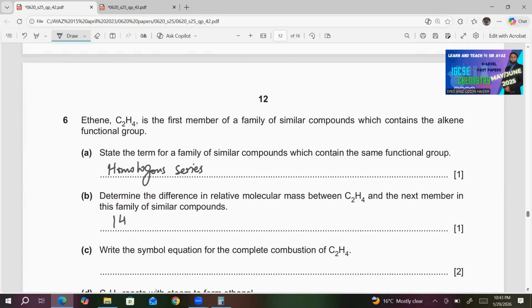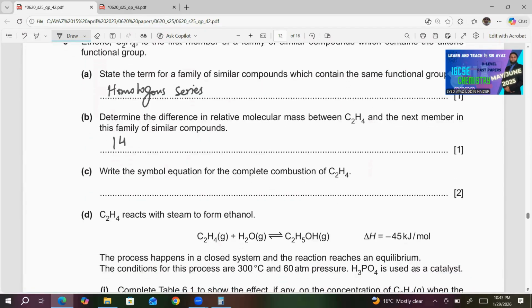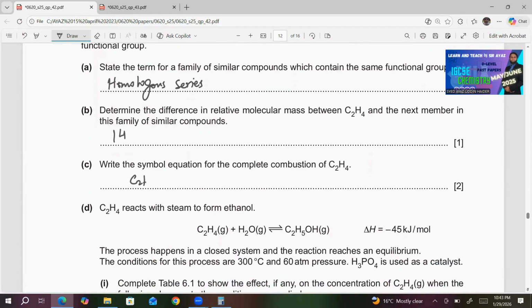C. Write the symbol equation for the complete combustion of C2H4. So you know that in complete combustion, there will be a reaction between the alkene, that is ethene, and oxygen. The products will be carbon dioxide and steam or water. Balance this equation. So we'll put 2 before CO2. Carbon is balanced. What about hydrogen? 2 before H2O. Hydrogen and carbon are both balanced. What about oxygen? 4 plus 2, 6. So I will place 3 before oxygen. Now this whole equation is balanced.